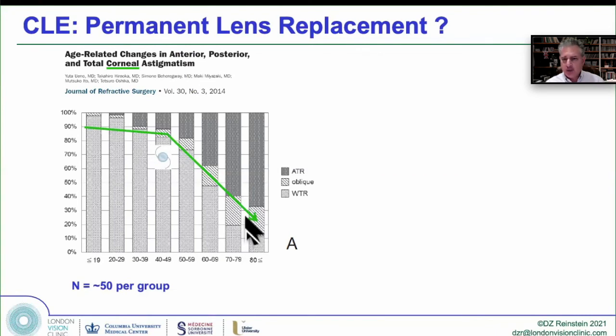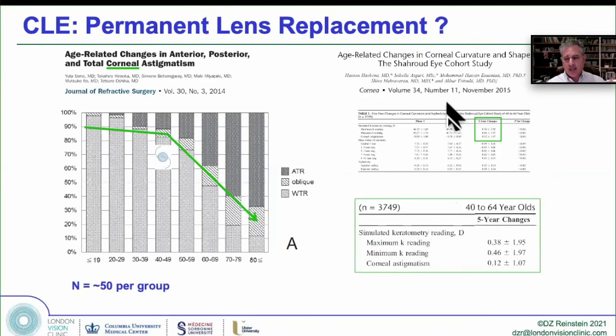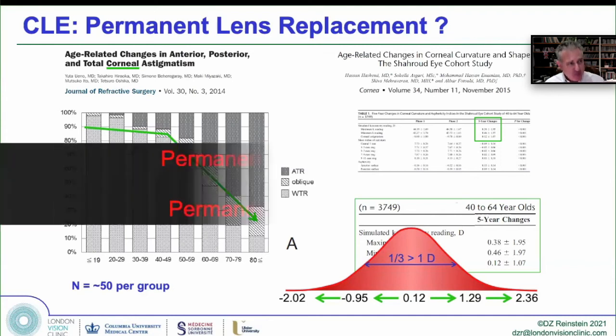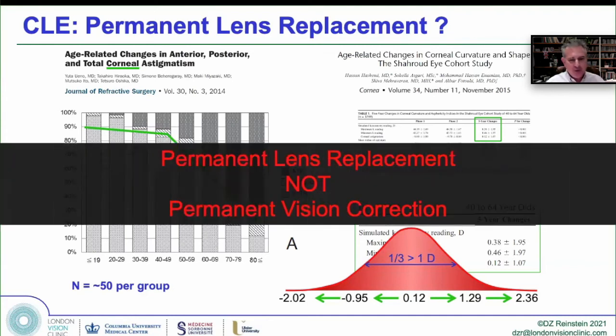And how much does it change by? Well, there's a very large study here showing that over 5 years, about a third of eyes are going to change by more than a diopter of astigmatism. And we all know that a diopter of astigmatism with a multifocal IOL makes it not work. So permanent lens replacement is not permanent vision correction. And how would you adjust the vision back once it has changed after the permanent lens replacement? By a laser enhancement. So why not start with laser and do a laser enhancement in 5 years anyway?